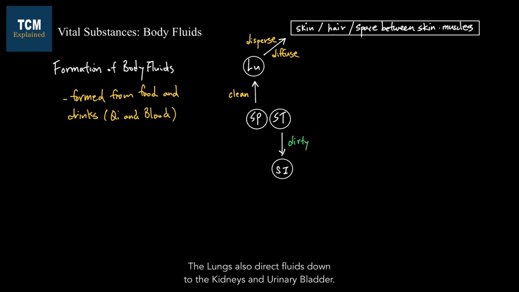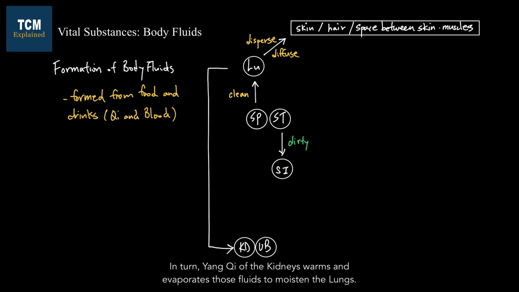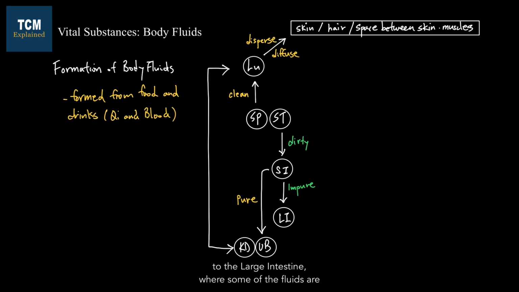The lungs also direct fluids down to the kidneys and urinary bladder. In turn, yang qi of the kidneys warms and evaporates those fluids to moisten the lungs. The stomach sends the dirty fluids to the small intestine, and they are separated into pure and impure fluids. Pure fluids then go down to the urinary bladder, and impure fluids go down to the large intestine, where some of the fluids are reabsorbed and some are excreted in the stool.